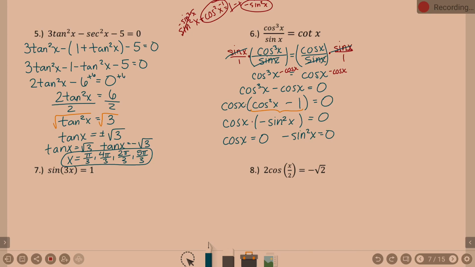Now, interesting fact, could we have done this step a step earlier? You could have. You could have also said cosine x equals 0 or cosine squared x minus 1 equals 0. Here's the deal, they're going to work out the same. Okay, so it's all good. Now, cosine x equals 0, we're going to be ready to find answers for that one, yes? What about negative sine squared x equals 0?